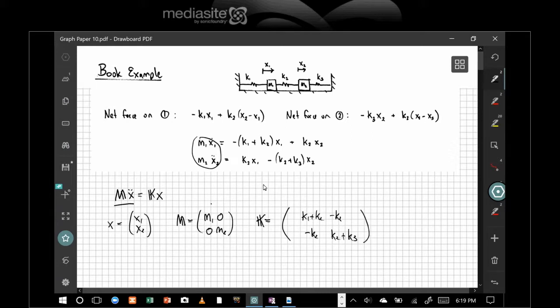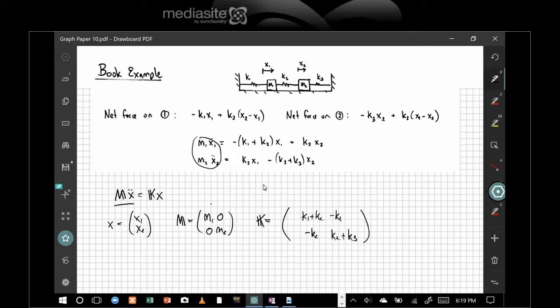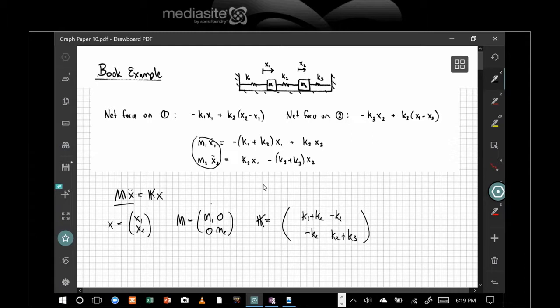Now, what's significant about this K is the off-diagonal terms. Notice the off-diagonal term is minus k2, or k2 just by itself. k2 is a coupling spring. Okay, what does that mean?